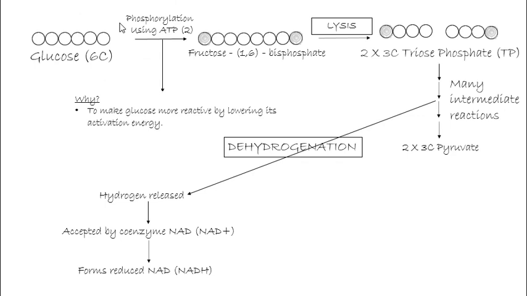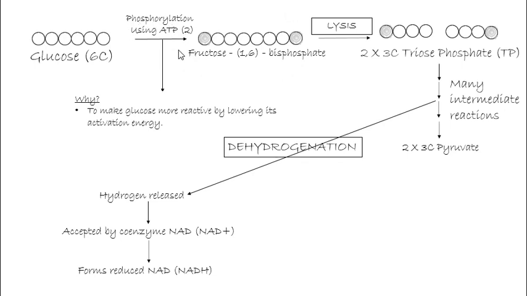Now, what is phosphorylation exactly? Phosphorylation is the addition of one or more phosphate groups to a compound, and in this case, two phosphate groups are added to the first and sixth carbon atoms of glucose to form a phosphorylated glucose molecule which we term as fructose 1,6-bisphosphate.